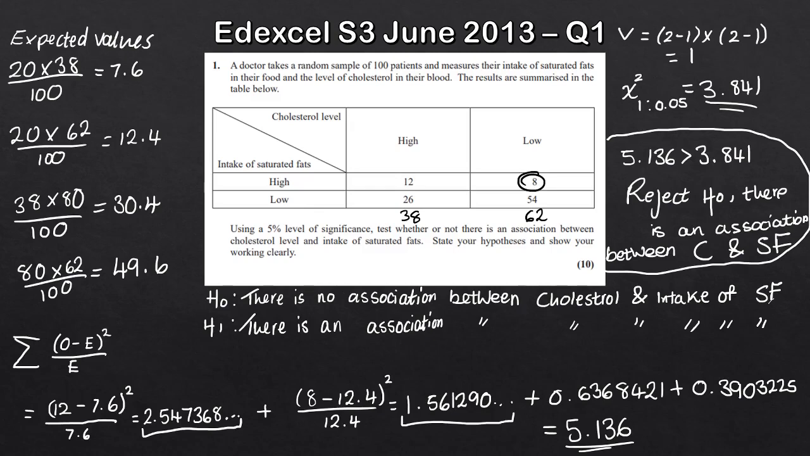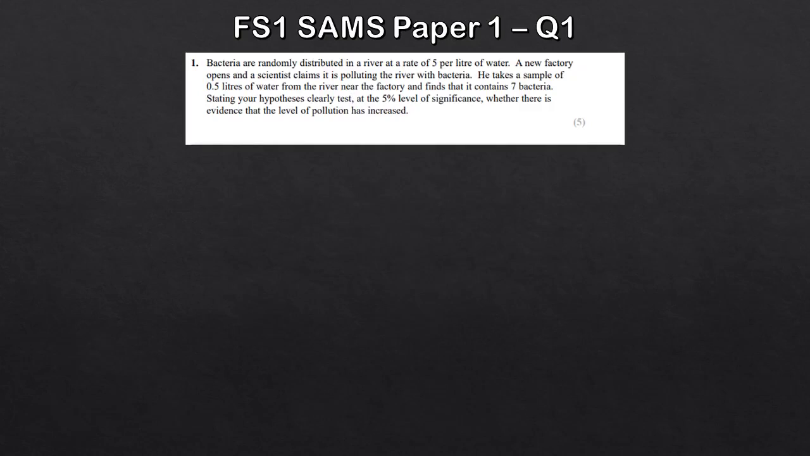So there we go. Let's move on to the very final question here for this video. Hopefully quite a nice one to finish with. We have a hypothesis testing question. The bacteria are randomly distributed in a river at a rate of 5 per litre of water. So straight away, the distribution should be jumping out at you. If you can't recognise the distribution, again, take a look at the language. The fact that it's a rate of 5 per litre of water, we're going to use a Poisson here.